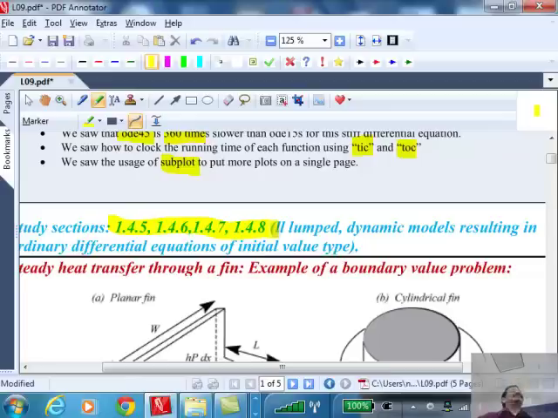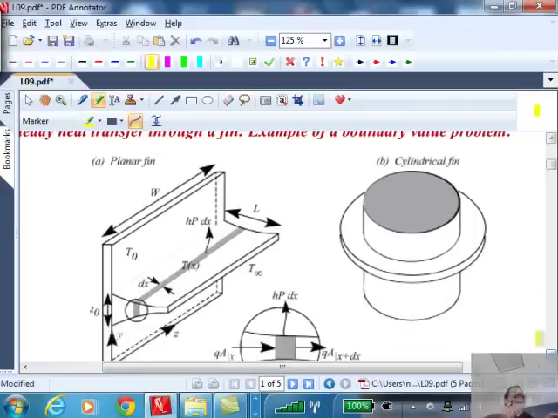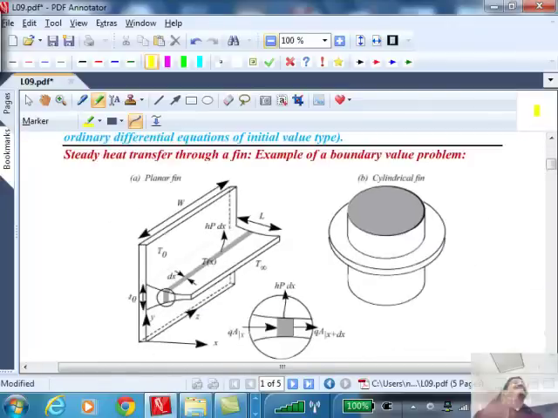So there are a lot of examples of ordinary differential equations, initial value problems in those sections. So you should make sure that you study them or at least be familiar with the problem before the exam. I'm going to start the next topic, and that is going to be the next class of problems.